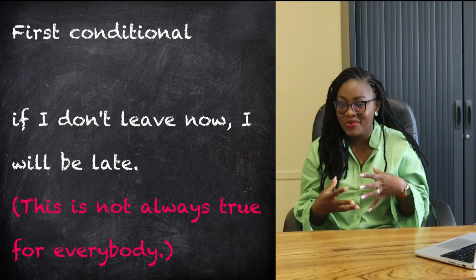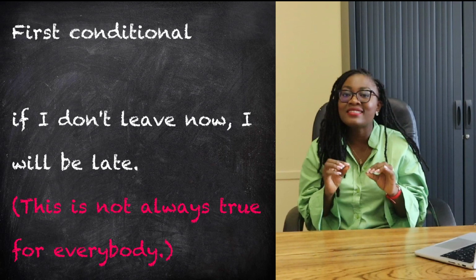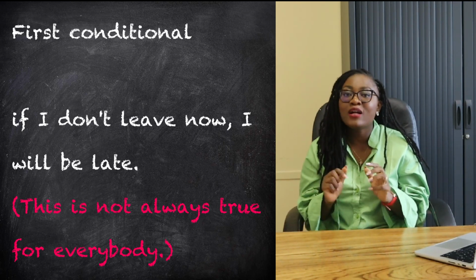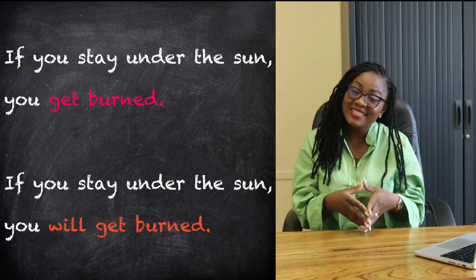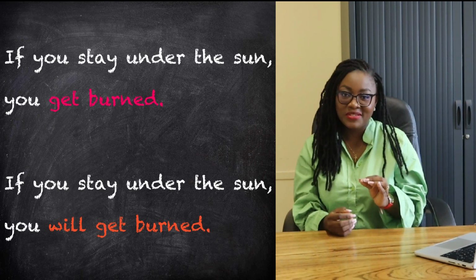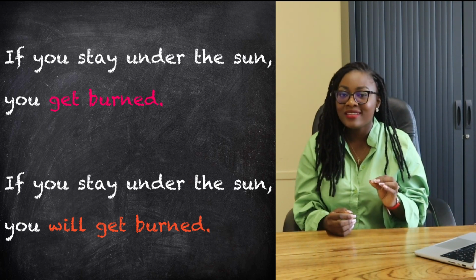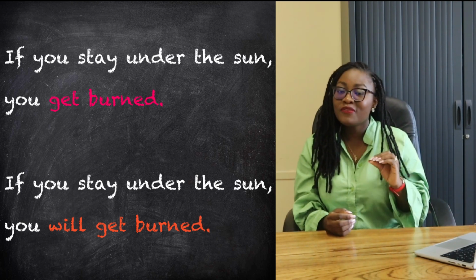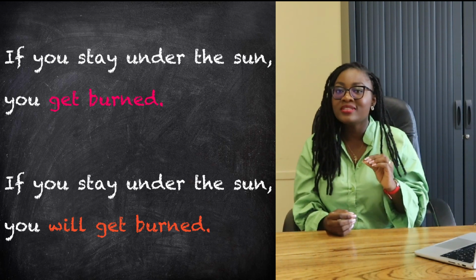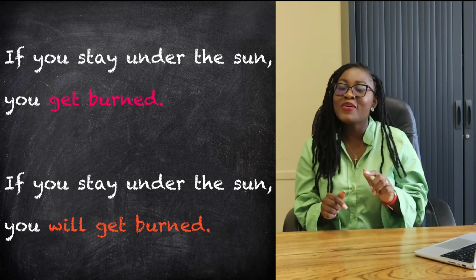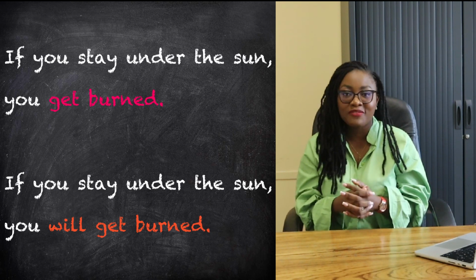Now listen to these two sentences in the zero conditional and the first conditional and tell me the difference. Sentence number 1, if you stay under the sun, you get burned. Sentence number 2, if you stay under the sun, you will get burned. Let me know in the comments what you think the difference is.